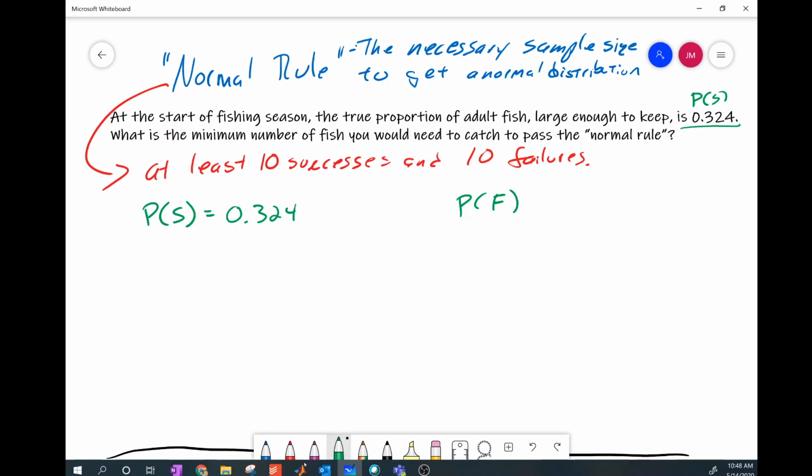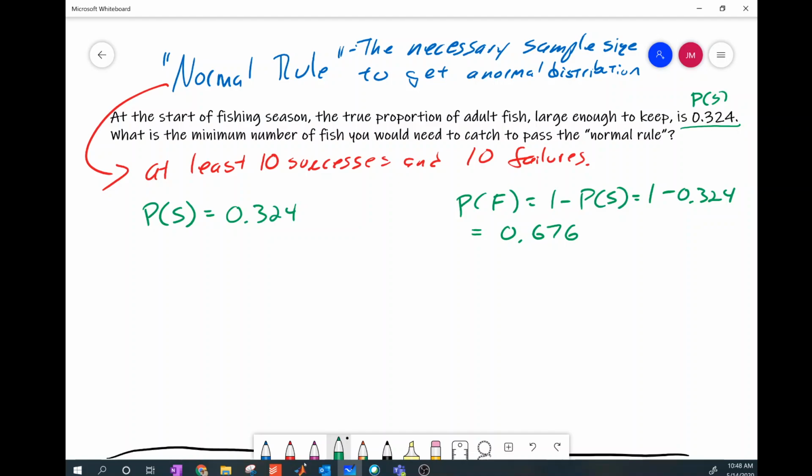That means the probability of failure is 1 minus the probability of success. So it's 1 minus 0.324, which will give you 0.676. Double check that real quick. Yeah, that's good.